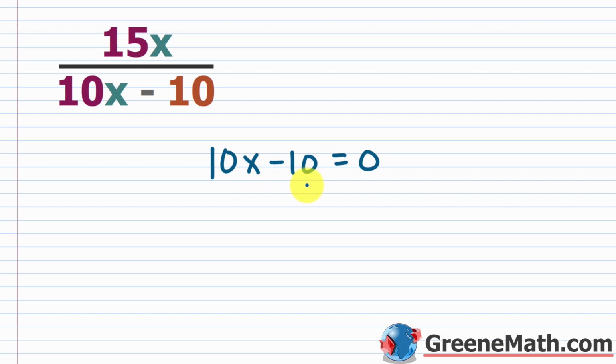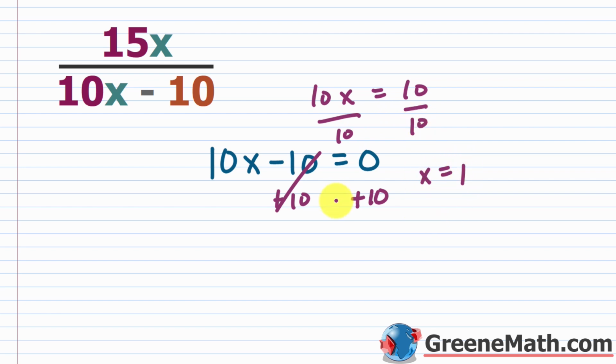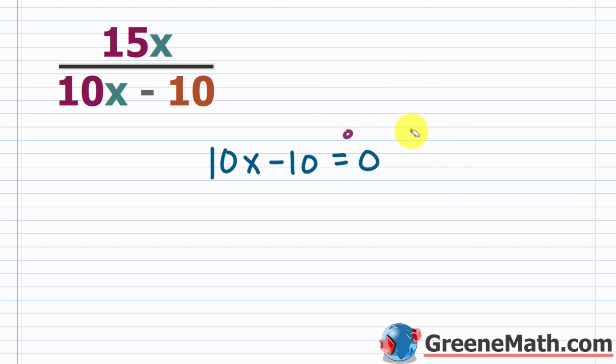So for this guy, you could solve it with factoring, or you could solve it by just, let's do it both ways. So we add 10 to both sides. You can cancel this. You'd have 10x is equal to 10, divide both sides by 10, and you would get x is equal to 1. So that's the solution. You could have also solved this using factoring. I think that's probably quicker in this case. You could pull a 10 out, and you'd have x minus 1 inside, set that equal to 0.